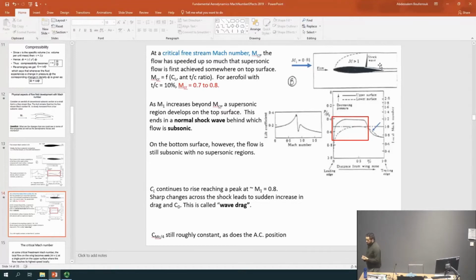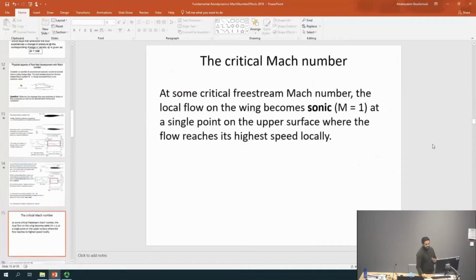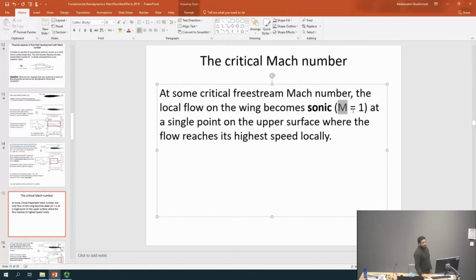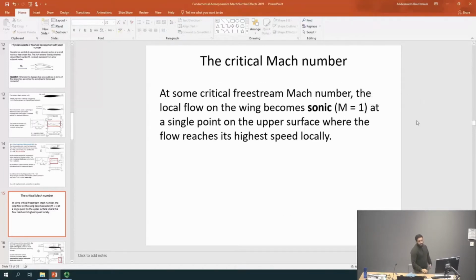But before talking about the shock wave, there is something called the critical Mach number in aerospace. I have a definition on the next slide, I'll come back to it. Before actually having the shock waves and that supersonic region over the top surface, let's define the critical Mach number. What is the critical Mach number? The critical Mach number is the free stream Mach number at which somewhere on the wing there will be the first appearance of supersonic flow, even at just one point. If at one point on the wing the flow has reached M equal to 1, the free stream speed where this happens is called the critical Mach number.